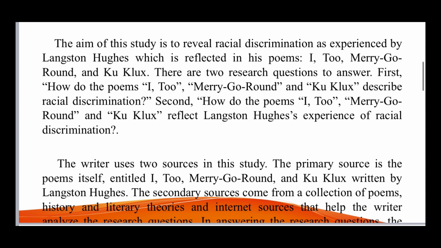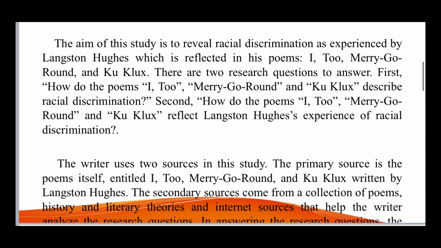how do the poems I, Too, Merry-Go-Round, and Ku Klux reflect Langston Hughes' experience of racial discrimination? The researcher used as sources in this study the primary source, the poems themselves, written by Langston Hughes. The secondary sources are a collection of his stories, literary theories, and internet sources that all help the writer.